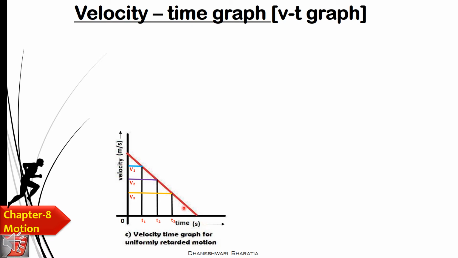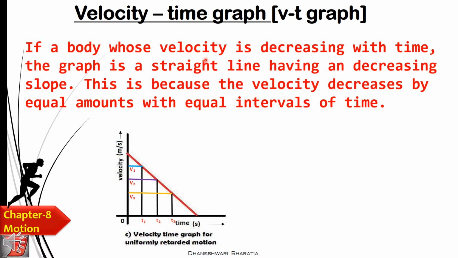what we have heard about this, acceleration and deceleration, right? So it is also known as uniformly decelerated motion, isn't it? So if a body whose velocity is decreasing with time, the graph is a straight line having a decrease in slope. This is a decrease in slope. पहले क्या हुआ था, increase in the slope when v1 and t1, v2 and t2 they were increasing. Now यहाँ पे decreasing है, decreasing यानी retardation हो रहा है, but at equal intervals of time equal decrease is there. So it is known as the uniformly retarded motion.